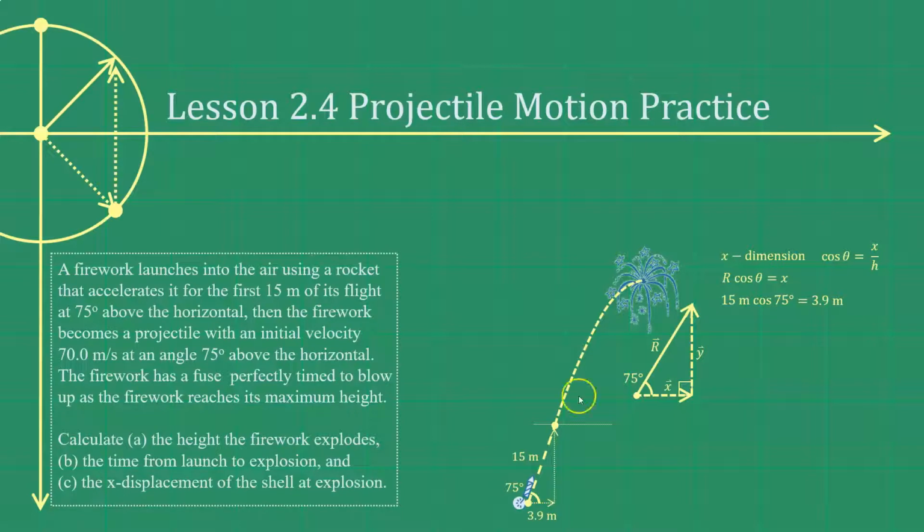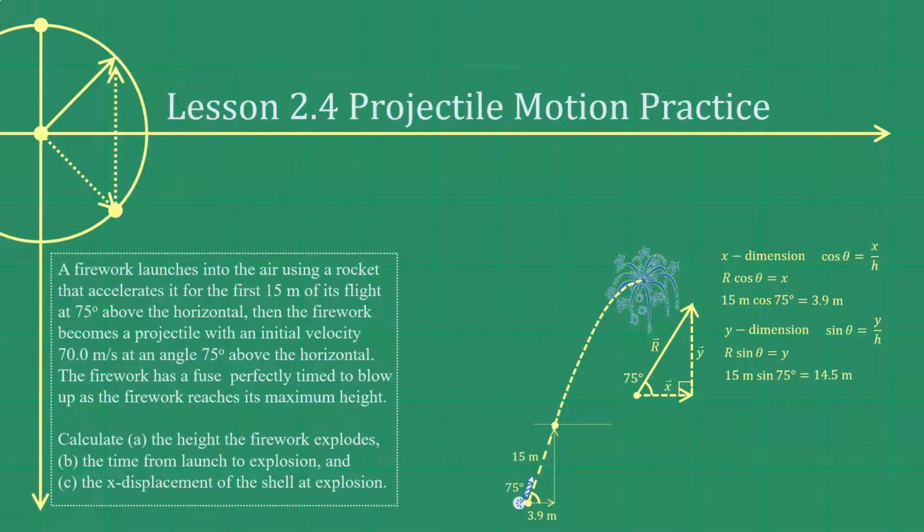I'm going to do the same calculation in the y dimension, except in the y dimension, because I have the opposite angle from that y leg of the triangle, I'm going to use the sine of theta. Sine of theta is the ratio of the opposite side to the hypotenuse, or using the values that I have in my diagram, the resultant magnitude times the sine of theta is going to give me the y value. And if I plug those values in, 15 times the sine of 75 degrees is 14.5 meters.